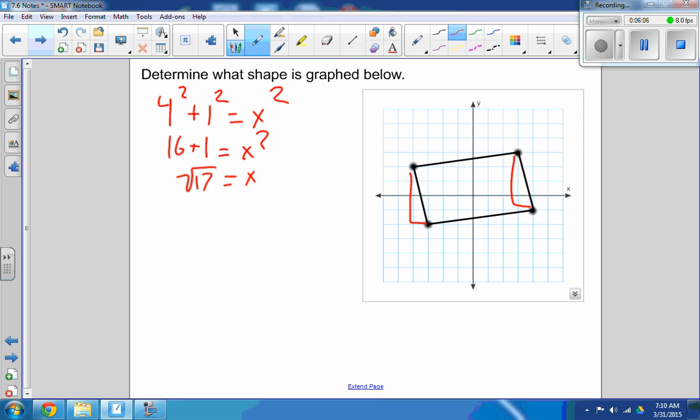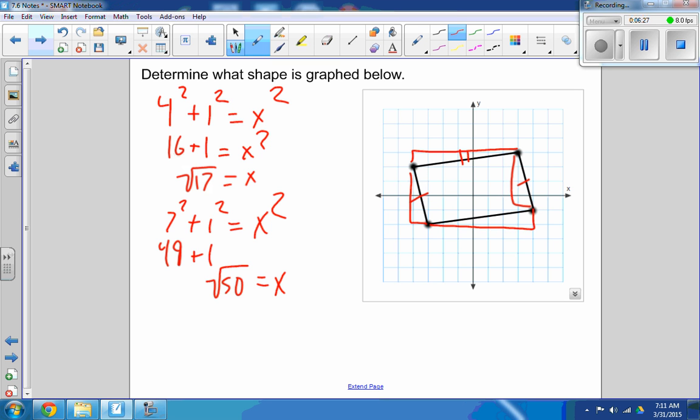This ends up being the same because that's down 4 over 1. So those are congruent. This is up 1 over 7. So we do the same thing, 49 plus 1. So that's the square root of 50. Same thing, over 7, up 1. I know at a bare minimum it's a parallelogram because I proved opposite sides are congruent.